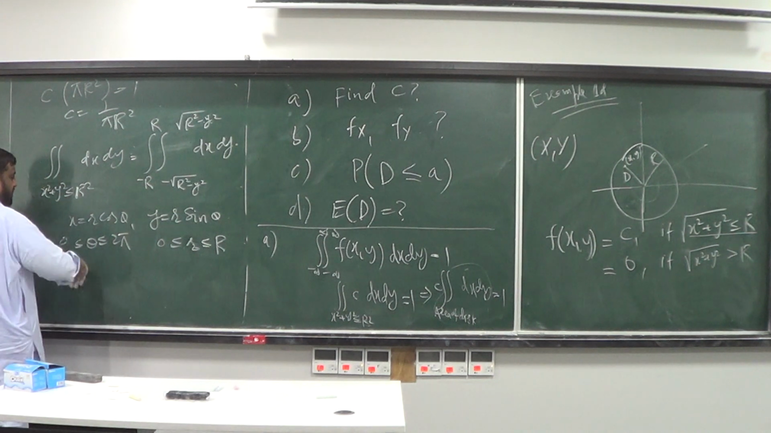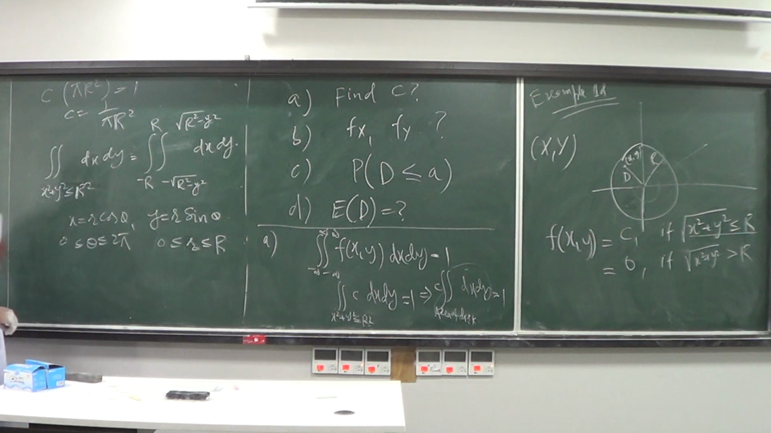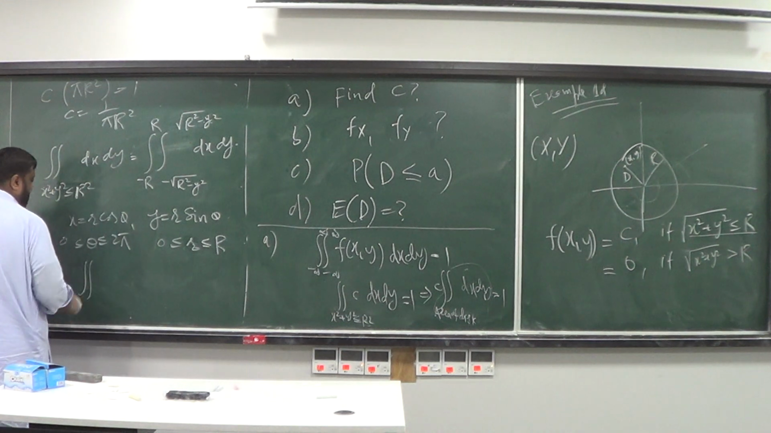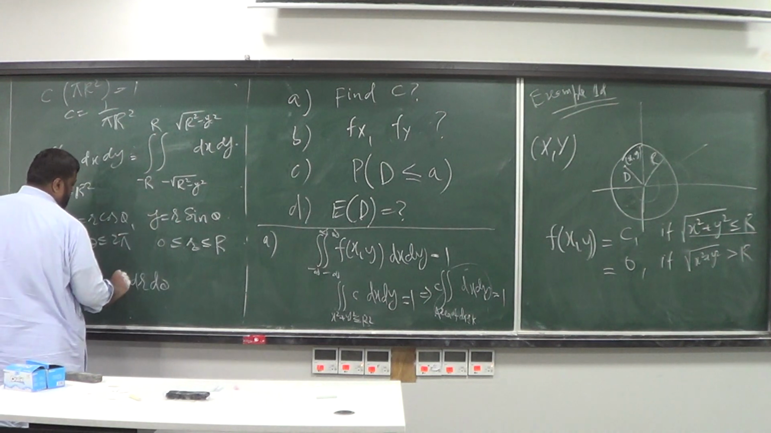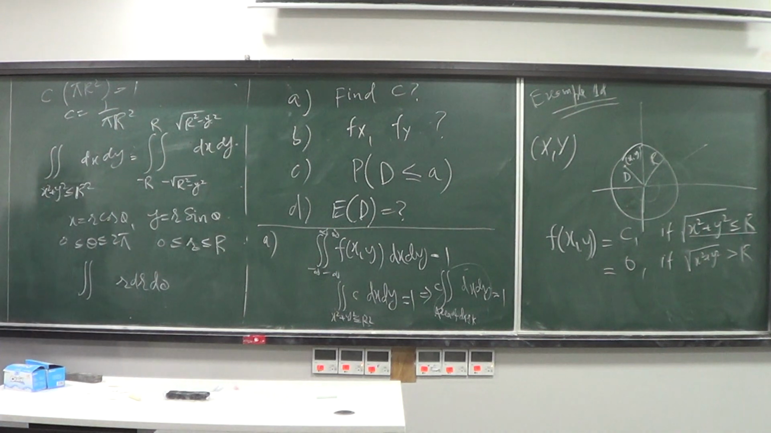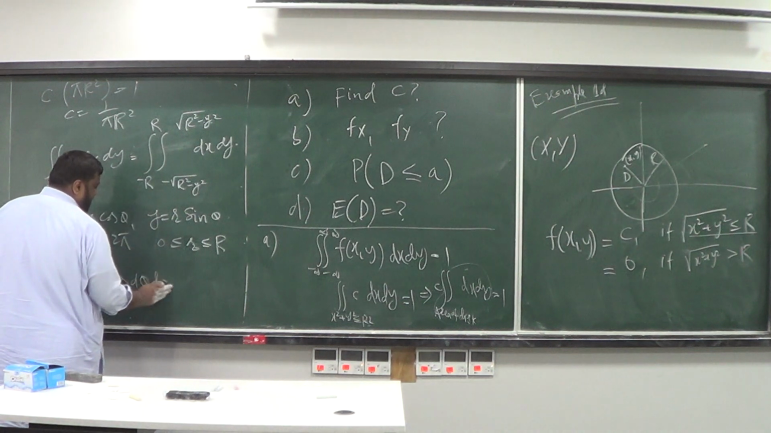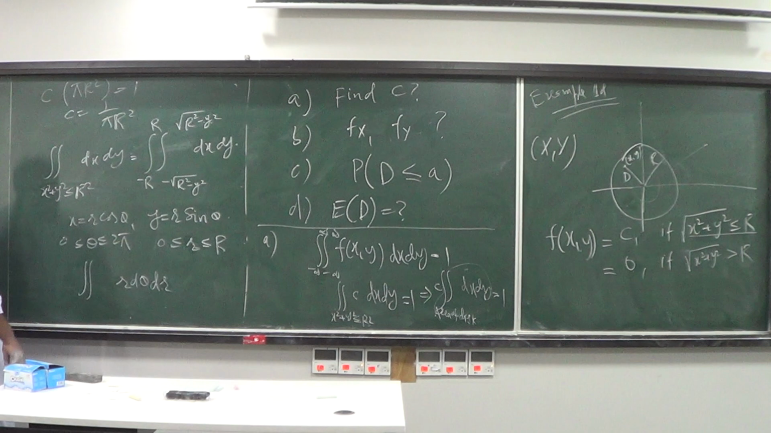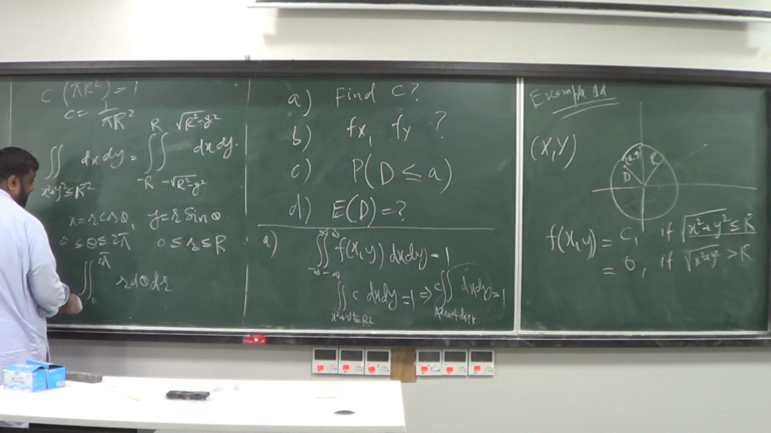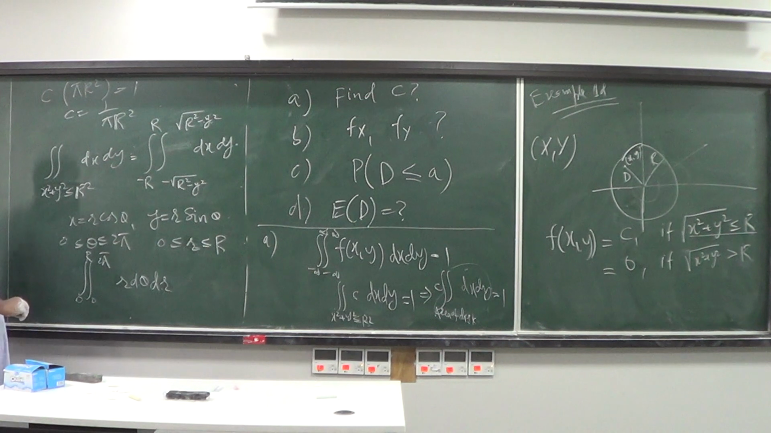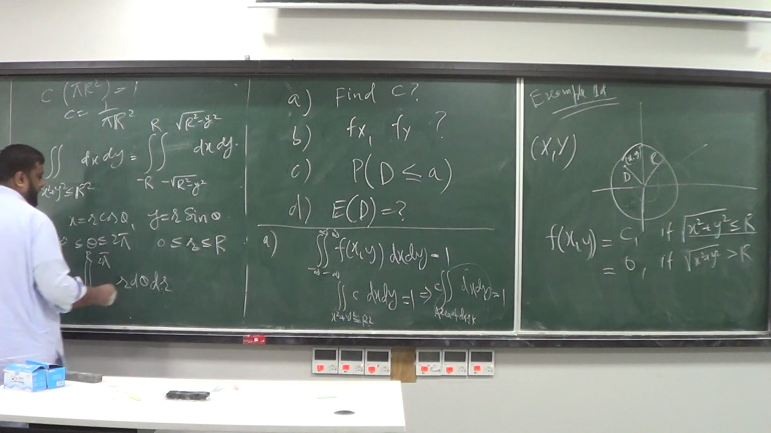So what would these limits be? The integral becomes dr d theta, and you need to put in an r as the Jacobian. Once you have the Jacobian, it doesn't matter whether you write d theta dr or dr d theta. Theta goes from 0 to 2 pi, and r goes from 0 to capital R.